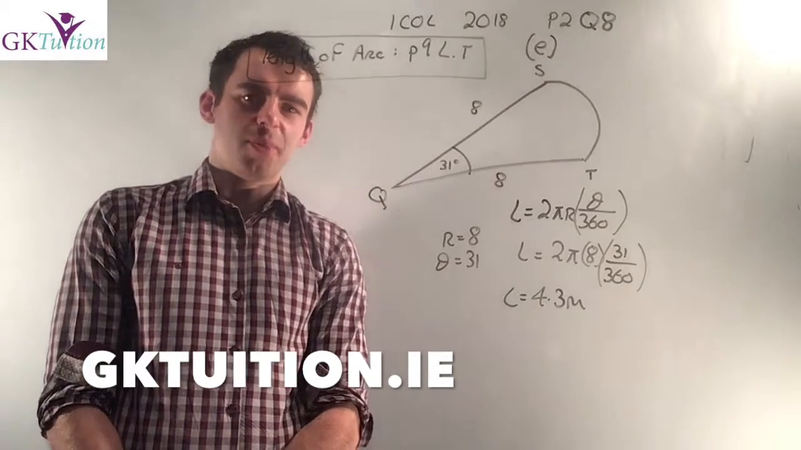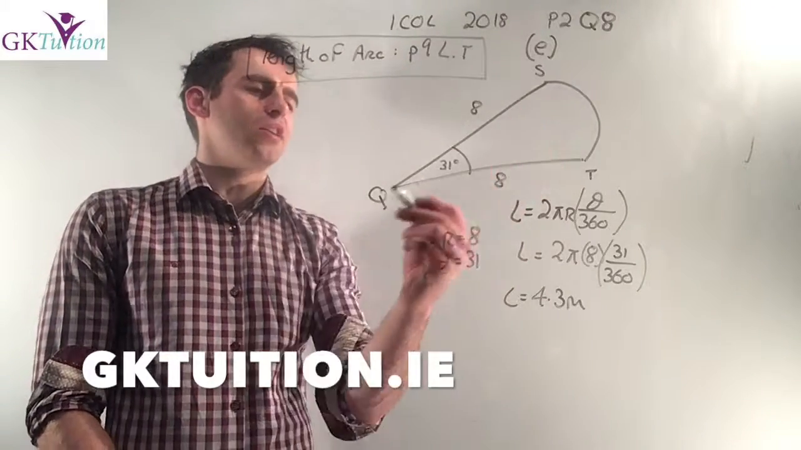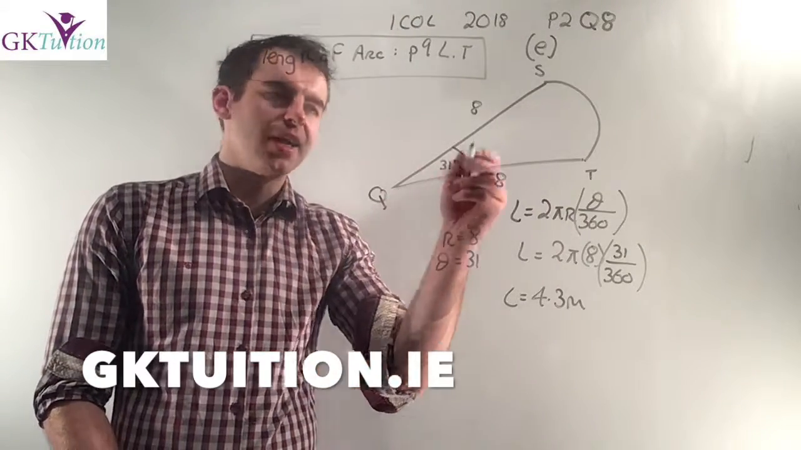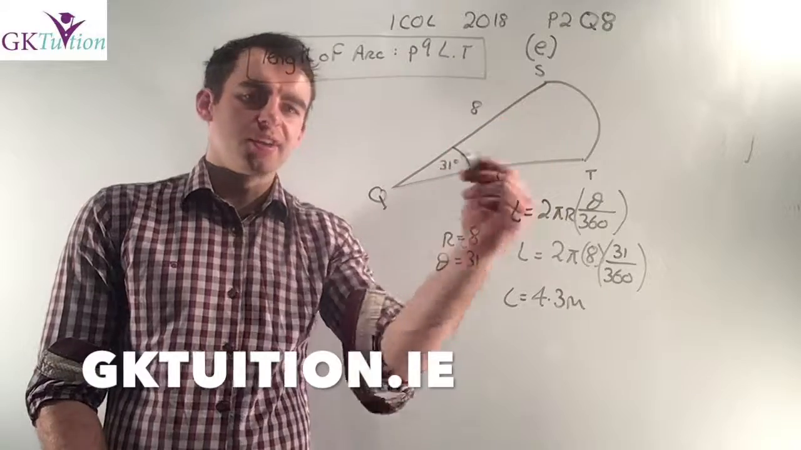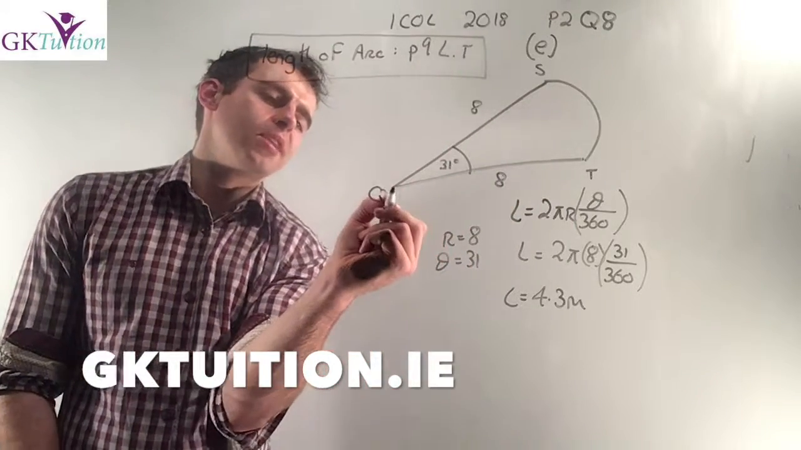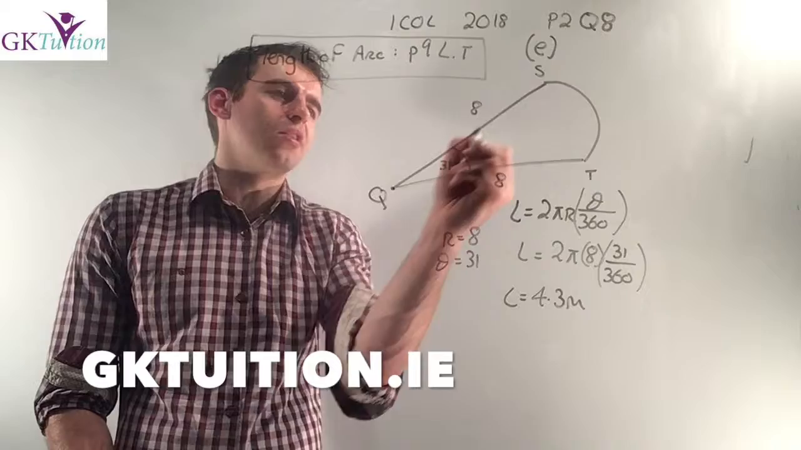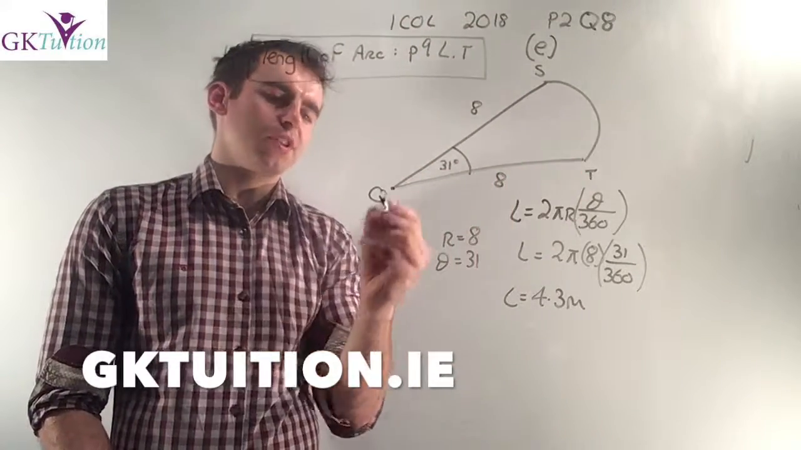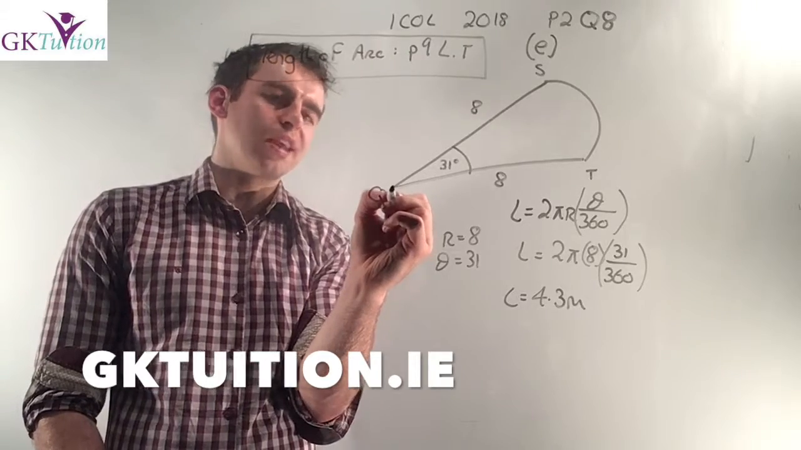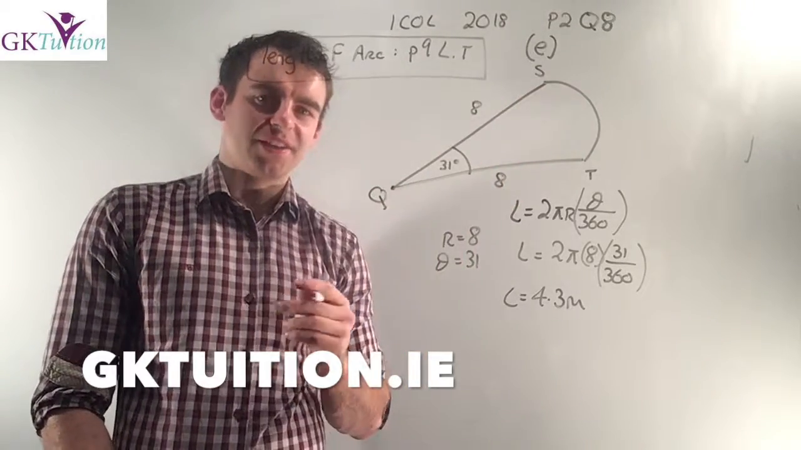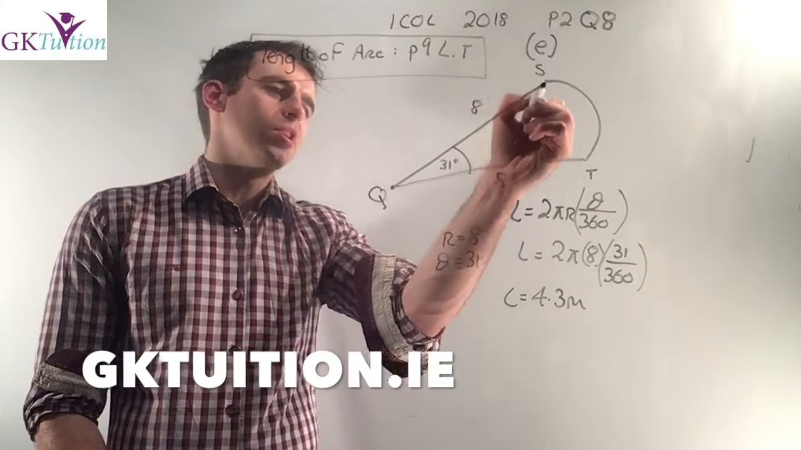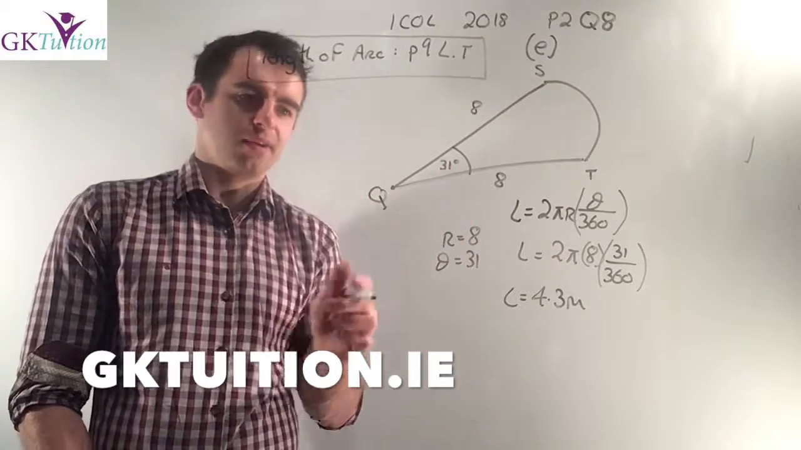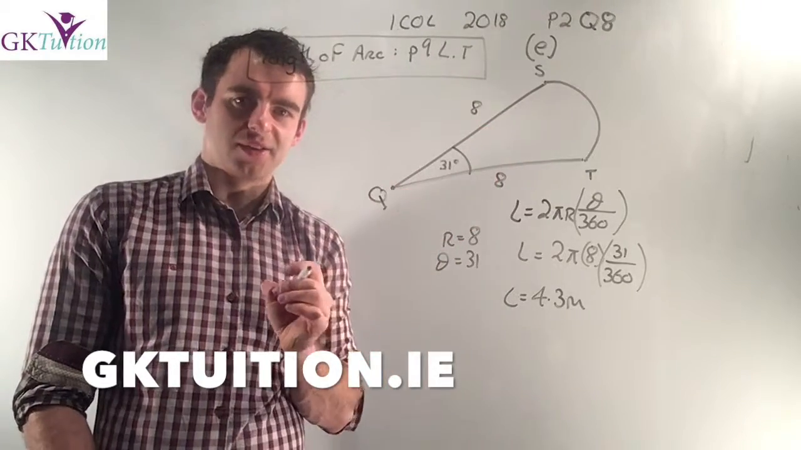Okay, for question 8, part E, we're told that SQT is a sector of a circle. You should just think of a sector of a circle as like a pizza. If you cut a slice out of a pizza, basically what it means is that Q is the center of the circle. Imagine if this was a full circle. This is a slice of pizza that you've just taken out. So Q is the center of the circle and S would be at the edge of the circle, which means that the distance from Q to S, or the distance from Q to T, is considered the radius. So that would be considered a radius of a sector.